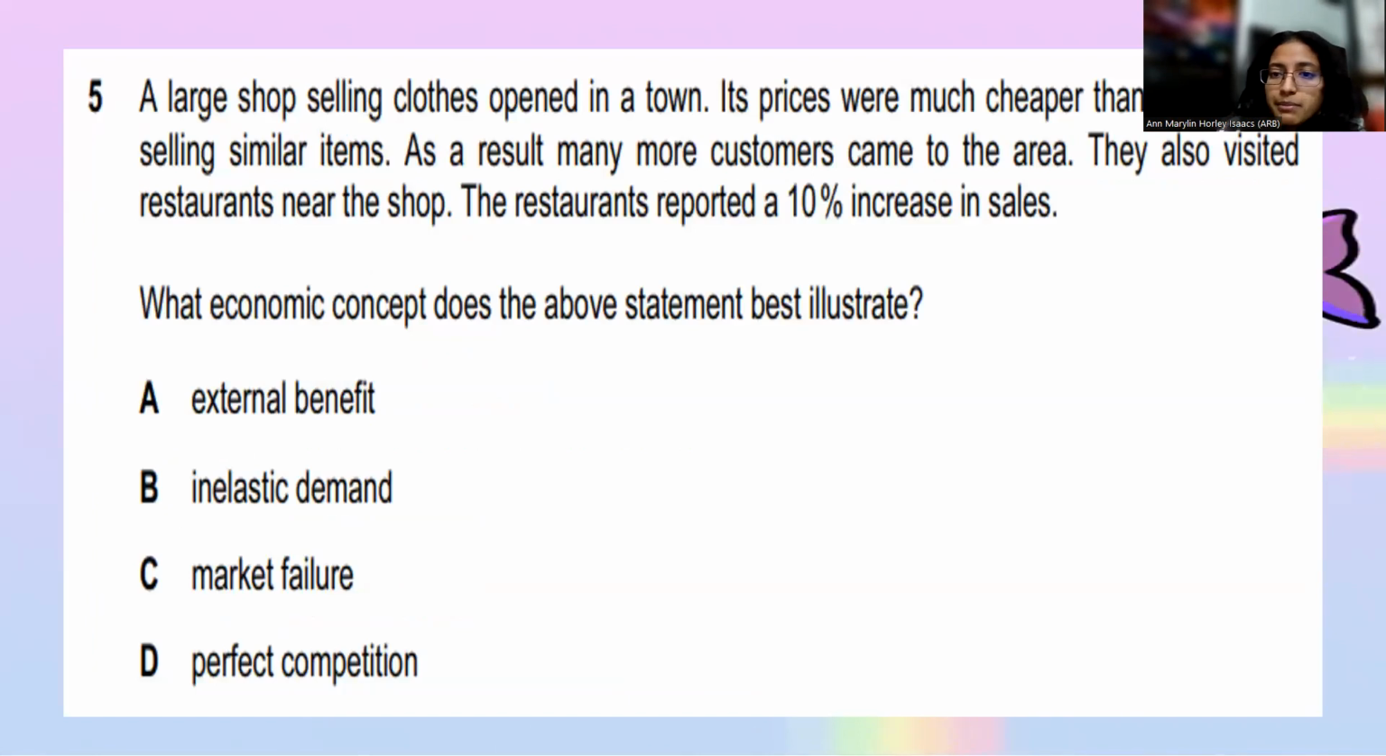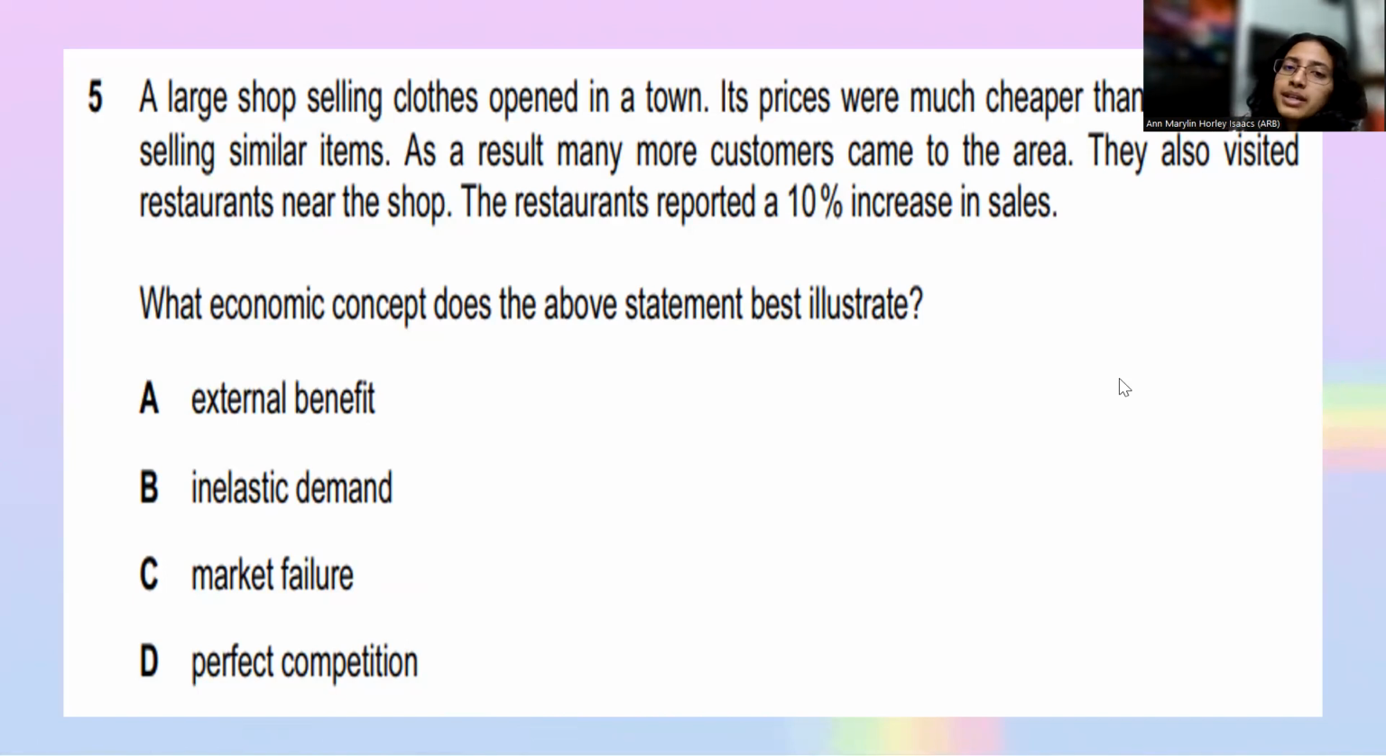All right. Number 5, a large shop selling clothes opened in town. Its prices were much cheaper than other shops selling similar items. And as a result, many more customers came to the area. Now, this story-based question is quite popular in IGCSE. So when you read through, you must be able to pick out, in a particular sentence, what concept they are trying to highlight.